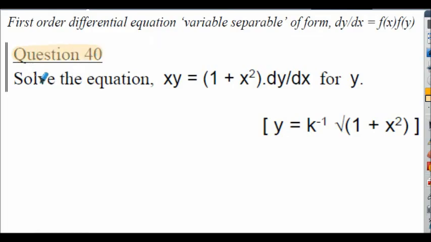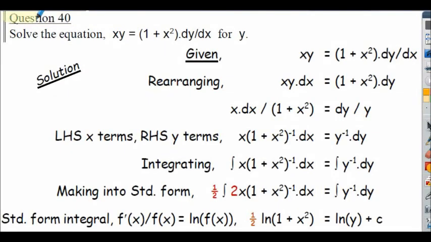Question 40 has to solve the equation stated here for y and the solution stated here. This general solution is fully worked on the following slides. Here's question 40, commencement of the solution. We have to solve the equation x multiplied by y is equal to 1 plus x squared, in our bracket here, multiplied by dy by dx. We're solving the equation for y. I'll let you review this solution at your own pace.